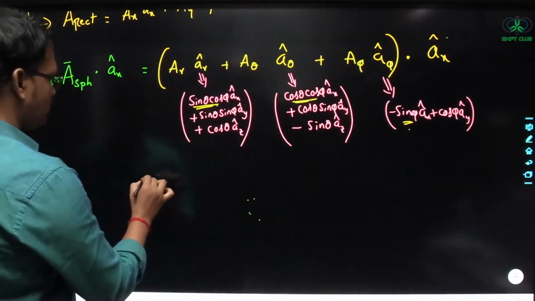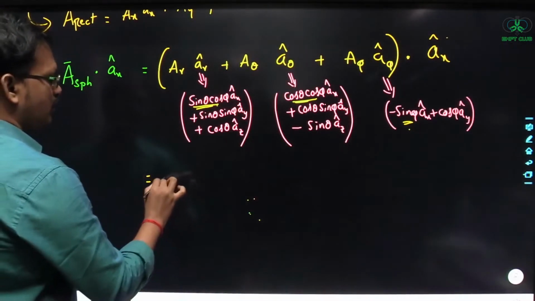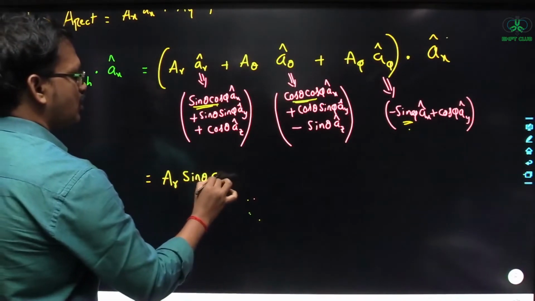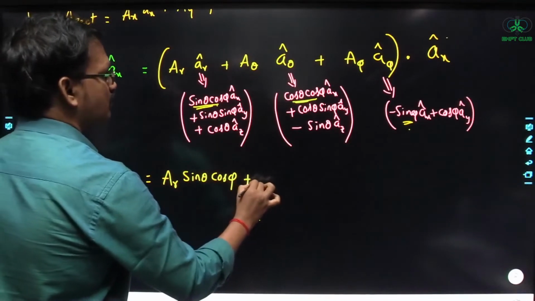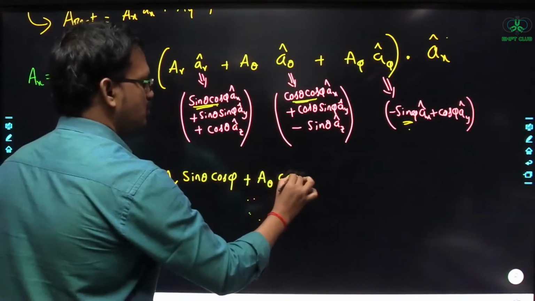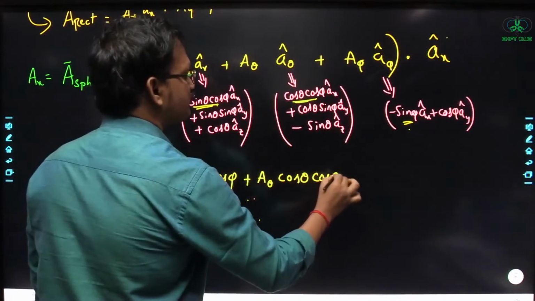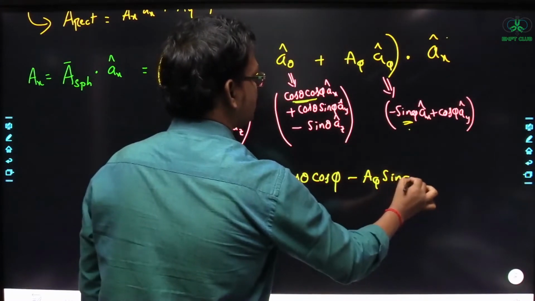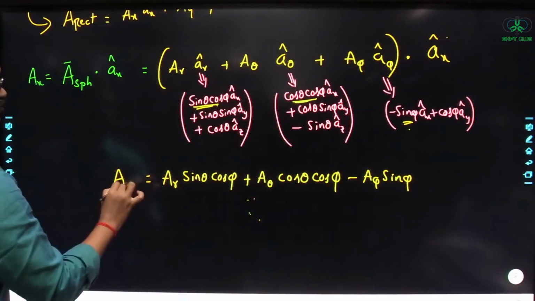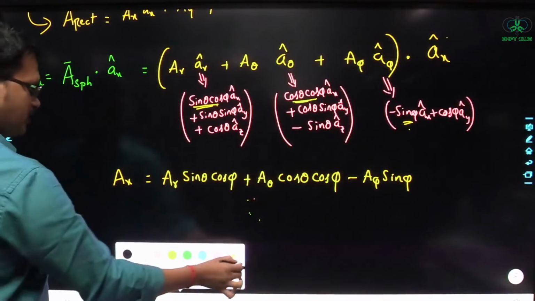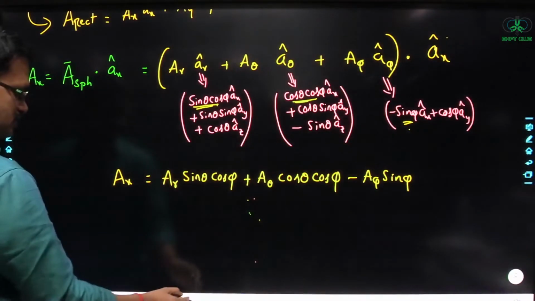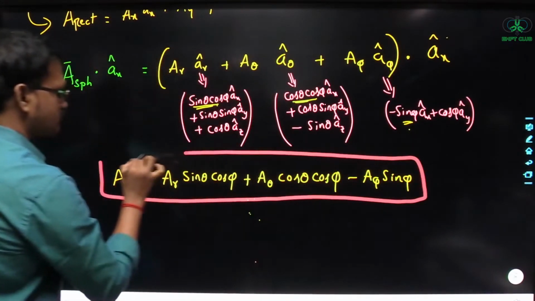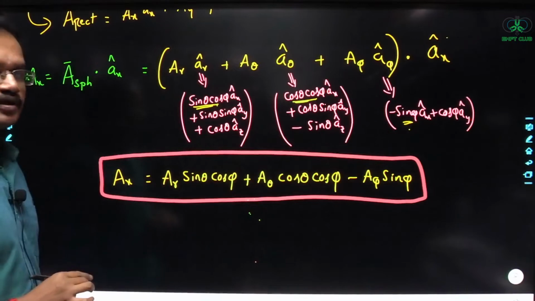That is equivalent to AR times sin theta cos phi, plus A theta times cos theta cos phi, minus A phi times sin phi. So this is AX. Understood? I hope it is crystal clear here. This is AX.